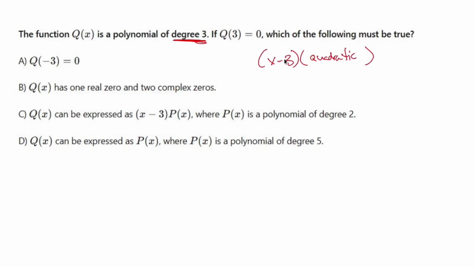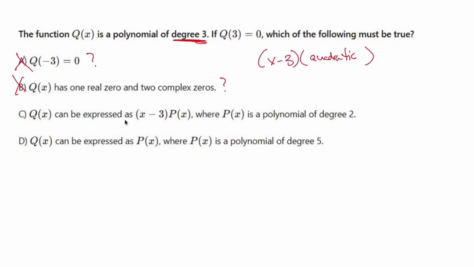Okay, so which of these has to be true? If I plug in -3, I get 0? I don't know, so we can't say that. Q of x has one real 0 and two complex zeros? I don't know. I just know it's quadratic. That could be the case. If I use the quadratic formula on this guy, I could get negative square roots, but I don't know if that's going to happen or not. I can't prove anything, so B's not it.